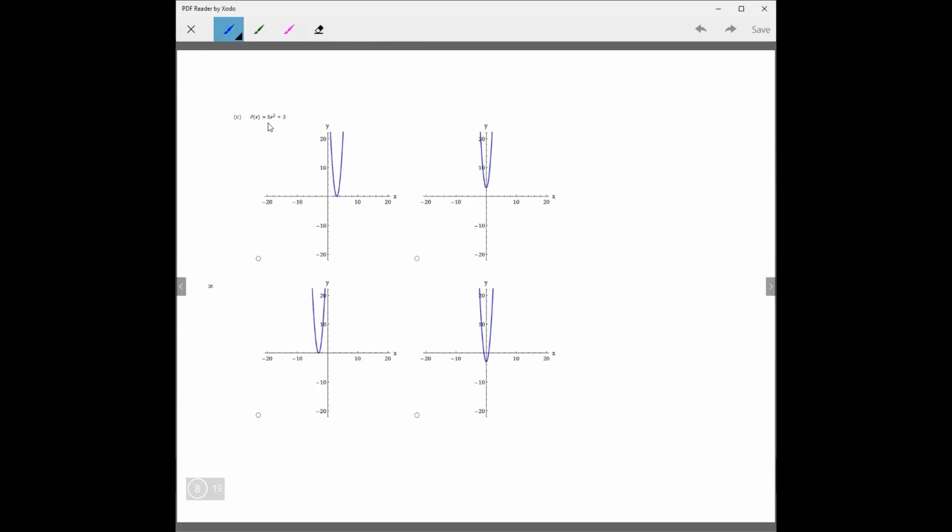Okay, this one right here is 5x squared. So the 5 is on the outside, so that will be a vertical stretch. And then this is also on the outside, so that will be up by 3. So you look for the one that's been lifted up by 3. This is the only one that's been lifted up by 3, so this should be the one right here.